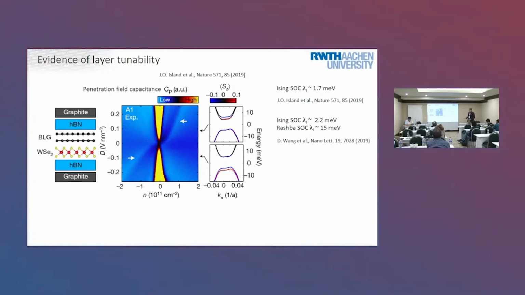And you can see that this feature either shows up in the conduction or in the valence band, depending on the sign of the applied displacement field. So really proving this layer tunability. They also extracted spin orbit coupling strengths of 1.7 millielectron volt. Another paper from the same year by Wang et al. found 2.2 millielectron volt. Both values agree reasonably well with each other, and they are orders of magnitude larger than the intrinsic value of bilayer graphene. So we really have now an on and an off state for our spin orbit coupling.